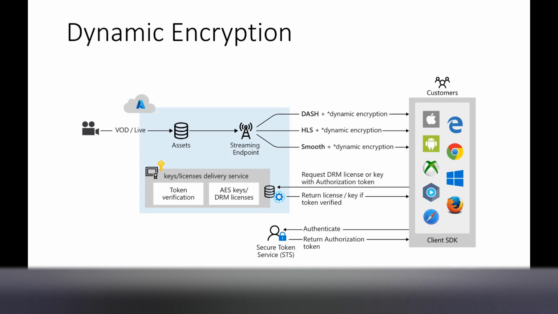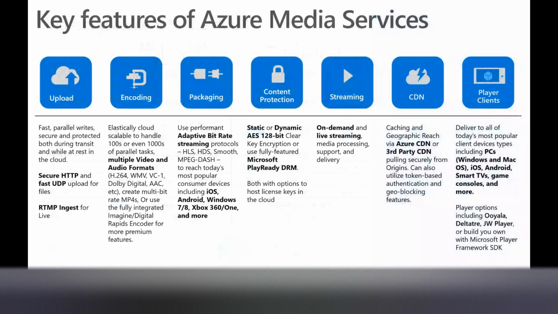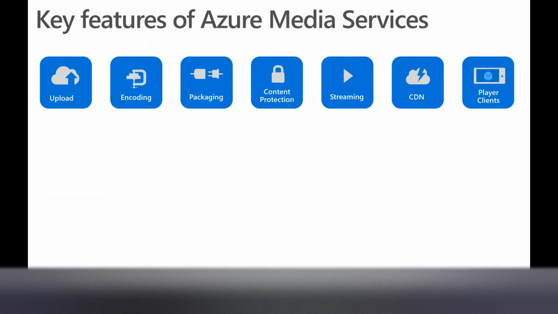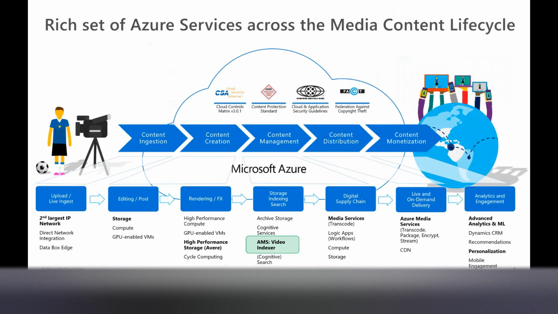And we will take a look at it. So CDN, I think there was a diagram. Sorry guys, let me quickly go back here. This is the one I was referring to. This is live and on-demand delivery. If you look at the second last item, transcode, package, encrypt, stream, CDN. So CDN is a key piece of this solution.